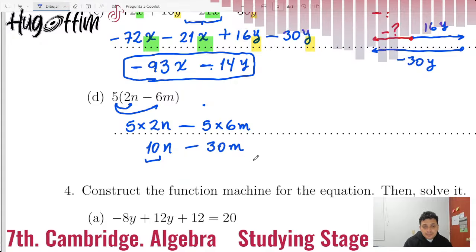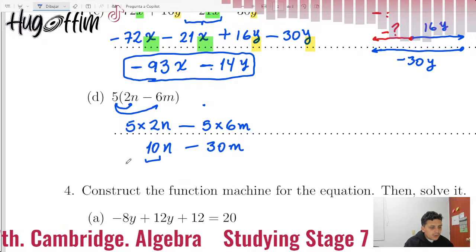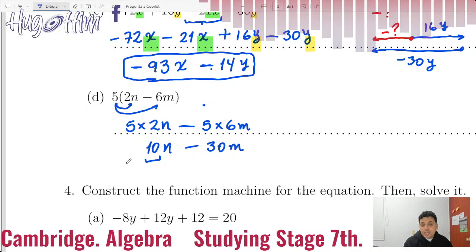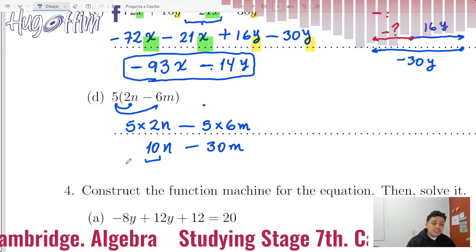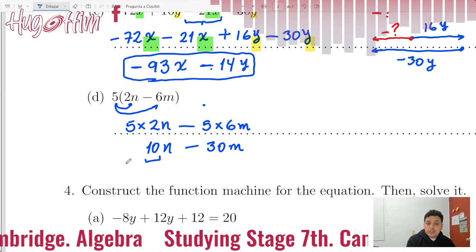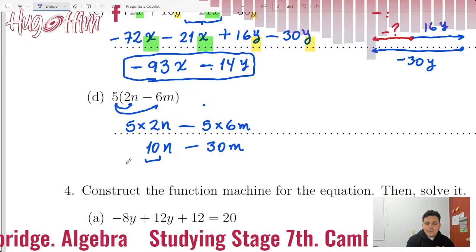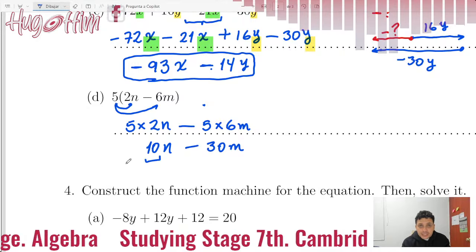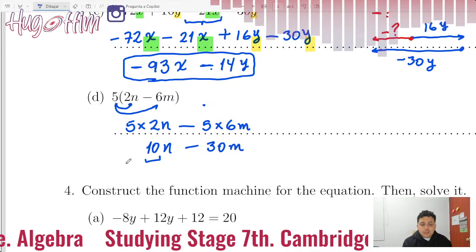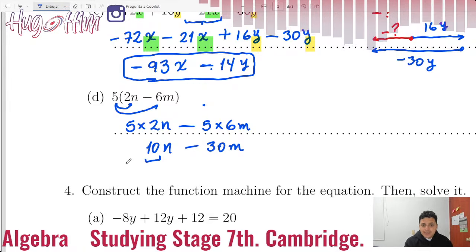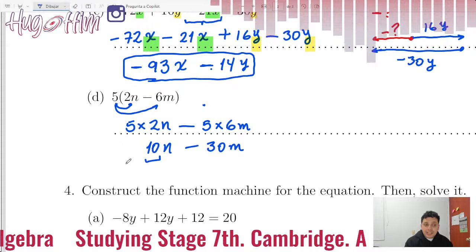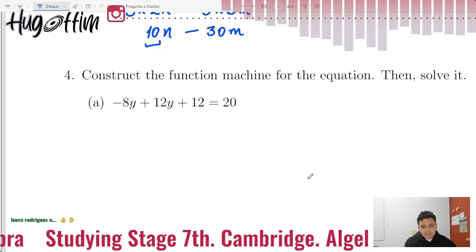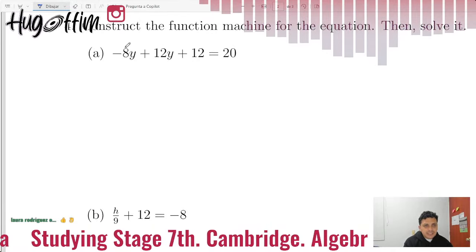Include the coefficient. Okay? Now we're going to work on function machines, constructing the function machine for equations so you can solve them. Function machines are a good idea when you're learning how to solve equations because they give you a main idea of how you can use the properties of equalities to solve an equation. So this is why you assemble the function machine. You assemble it in a way that you can solve any equation. So we're going to see how to assemble the function machine. I'm going to do it just for this exercise that is here.